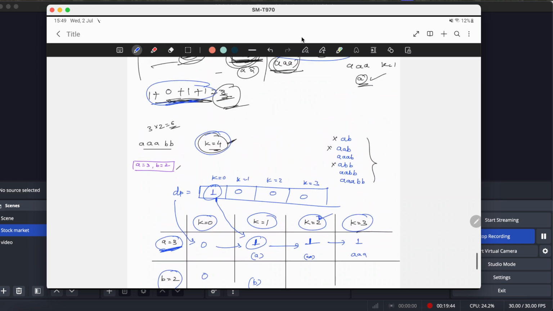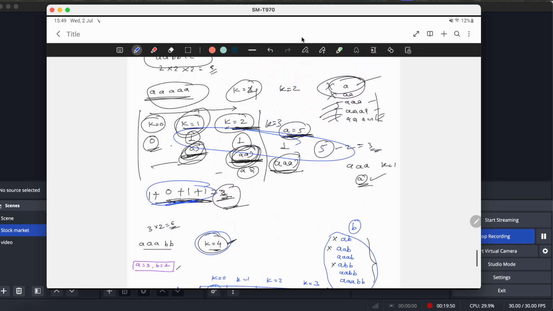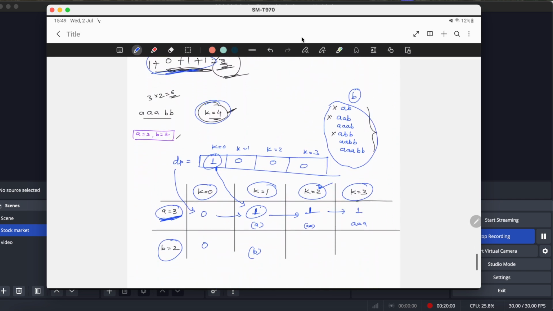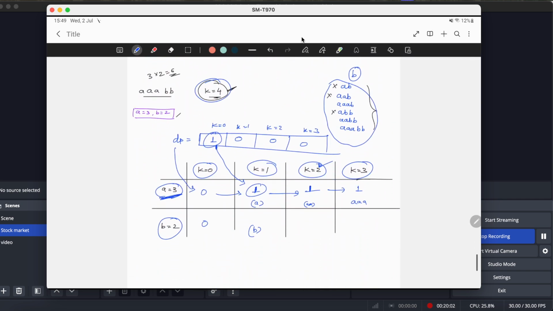Did we ever notice an individual b appearing over here? No, right? For this one, individual a was appearing because we don't have any other characters apart from a, so this was valid. But can a single character be a representable string? No, right? So we have to make sure that whatever previous characters we have, those characters should appear at least once. So here I cannot simply consider b as an individual value.